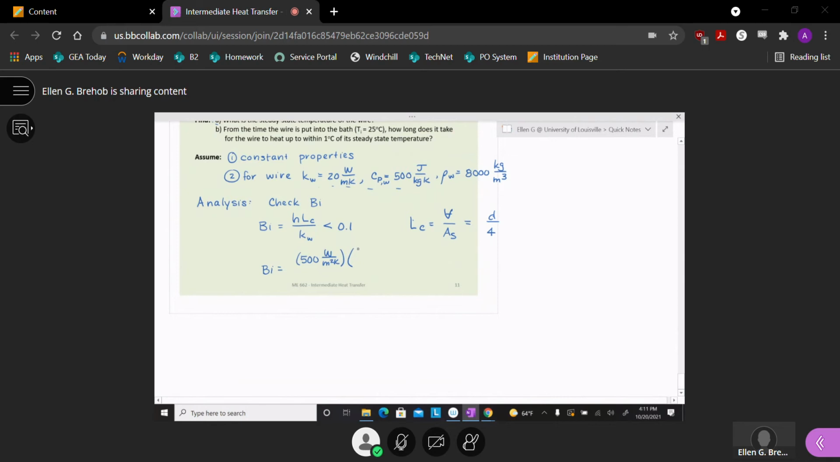Yeah, the wire diameter is 1 millimeter, so 1 times 10 to the minus 3 meters. So this behaves as a lumped capacitance system. Other ways to say it would be zero-dimensional transient or space-wise isothermal.